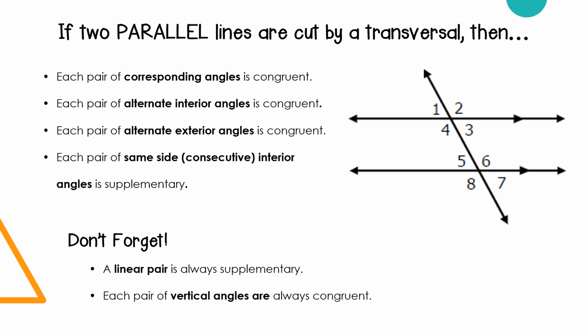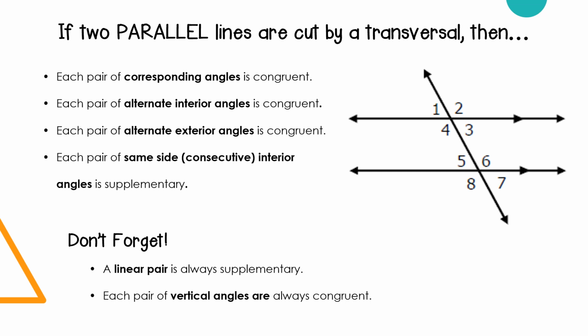All right, now so far we've just worked on being able to identify the names of the angles, but if the lines are parallel, then there is going to be important stuff about those angles. So your corresponding angles are going to be congruent. So like angle 1 and 5 are congruent, angle 2 and 6 are congruent, angle 3 and 7, and angle 4 and 8. Alternate interior angles will also be congruent. Angle 3 and angle 5 would be congruent, angle 4 and angle 6 would be congruent. Alternate exterior angles, also congruent, 1 and 7, 2 and 8.